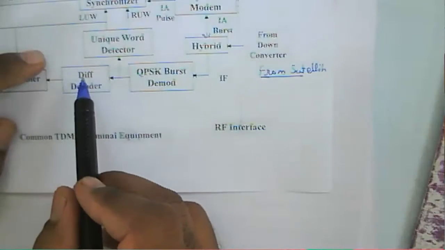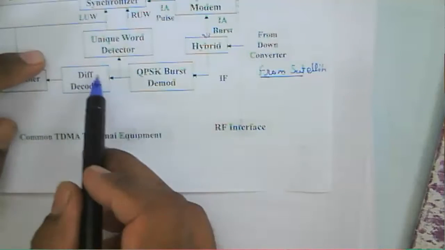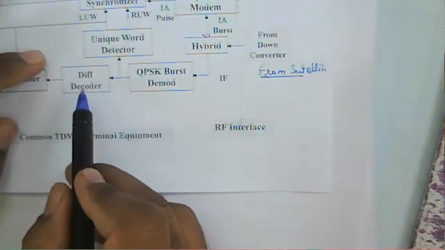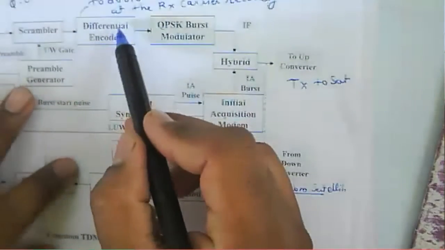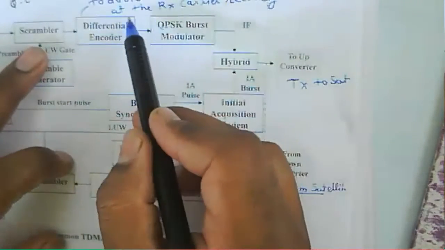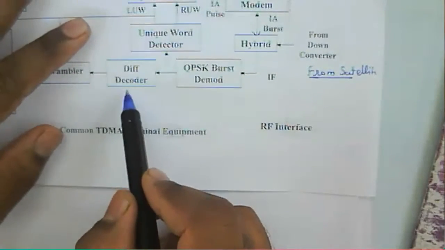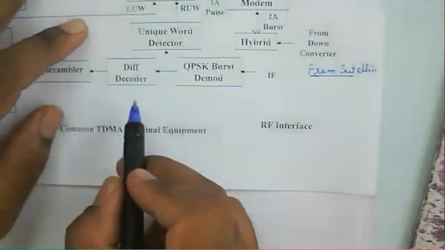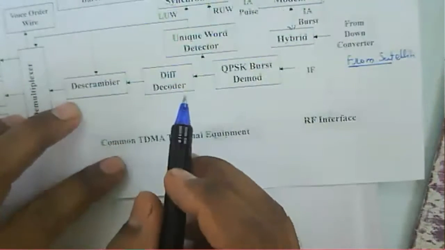Again here we have a decoder. The function of this particular decoder is to remove the phase ambiguity in the recovered carrier. It avoids the phase ambiguity at the receiver carrier recovery circuit. That is about the encoder. Similarly, the differential decoder removes the phase ambiguity in the recovered carrier circuit. That is the role of the differential decoder.